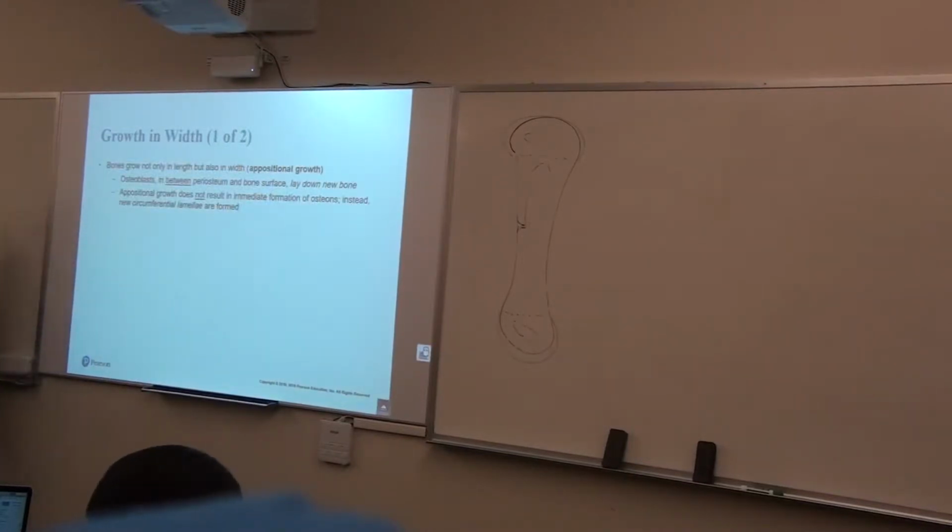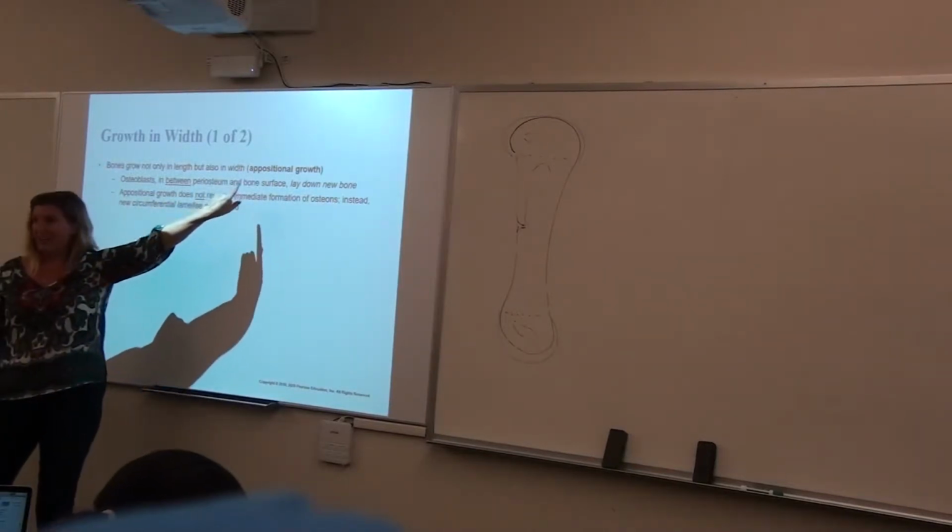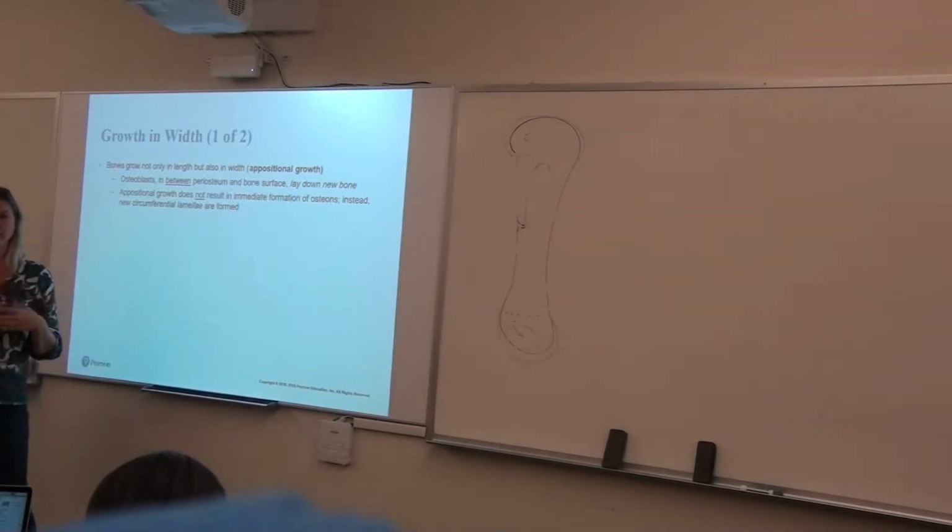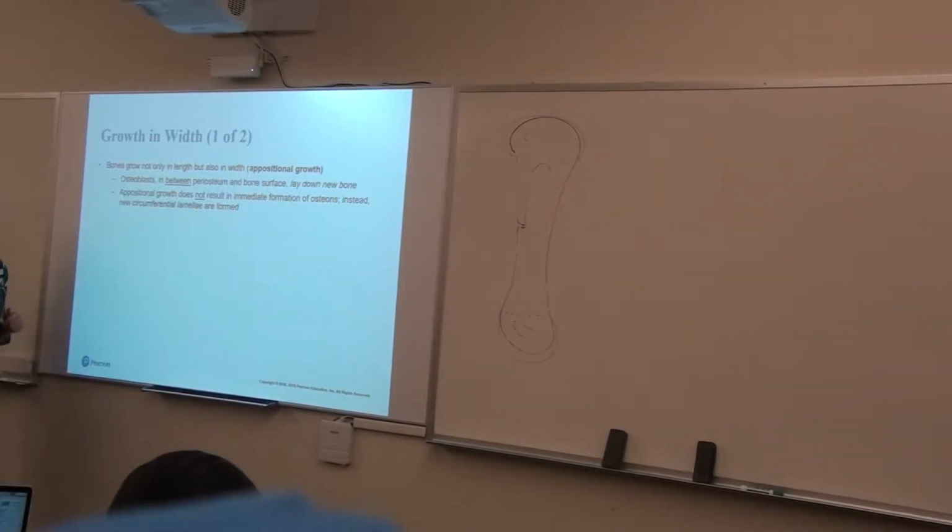So, bones don't only grow in length, but they also grow in width. When they grow in width, it's called appositional growth, apposition with an A. Osteoblasts in between the periosteum and that outer bone surface is where this action happens.